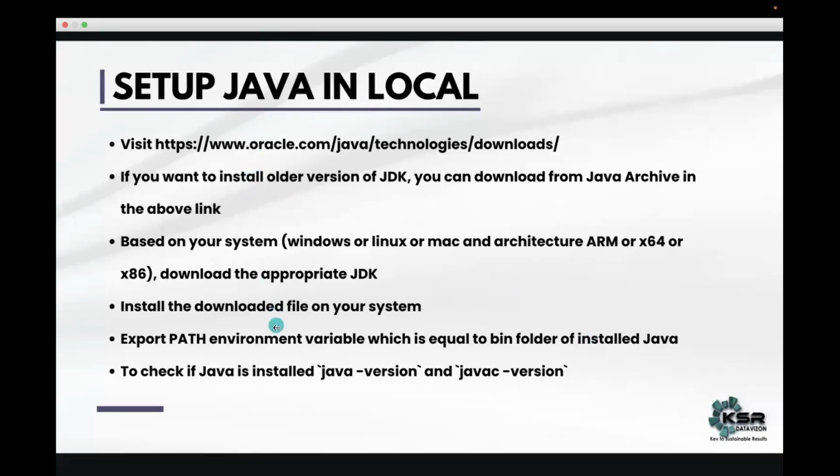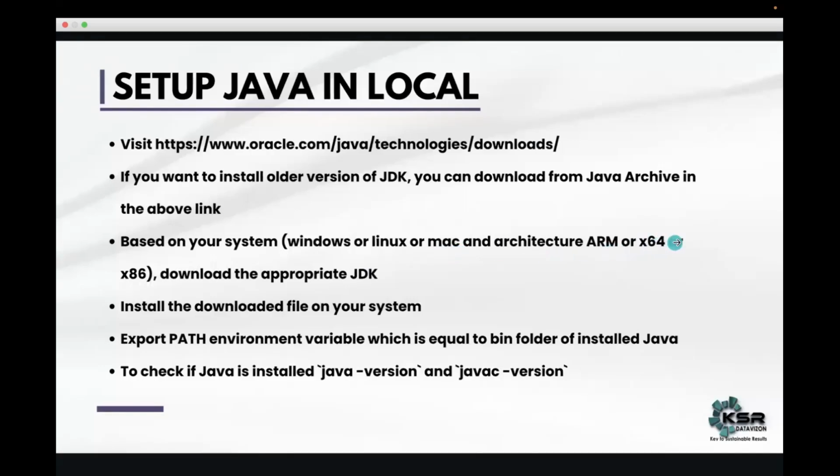I will explain the steps, then I will show you a small demo also. First, you have to visit this site, Oracle Java Technology Downloads. Based on the version you want, you can download that version. If you want to install an older version like Java 8, you can download it from Java Archive. There is a tab called Java Archive in the above link. I'll show that also.